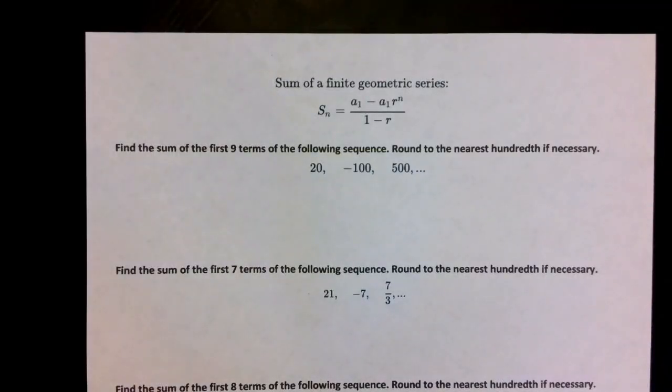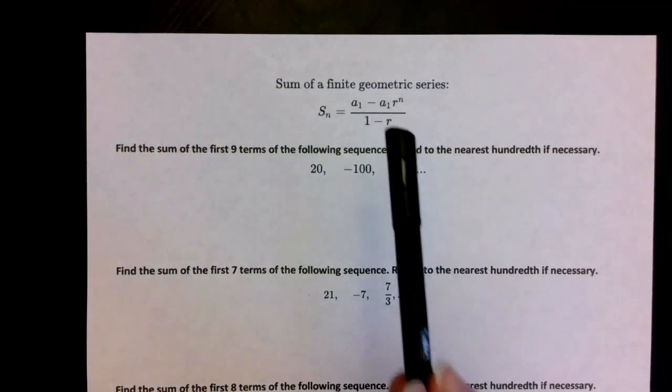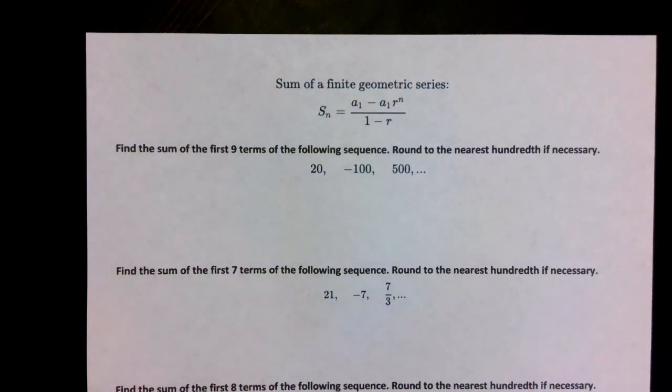Last week you learned how to find the sum of a finite arithmetic series. This week you're going to find the sum of a finite geometric series, which means you're multiplying by a number to get to the next number in the series.